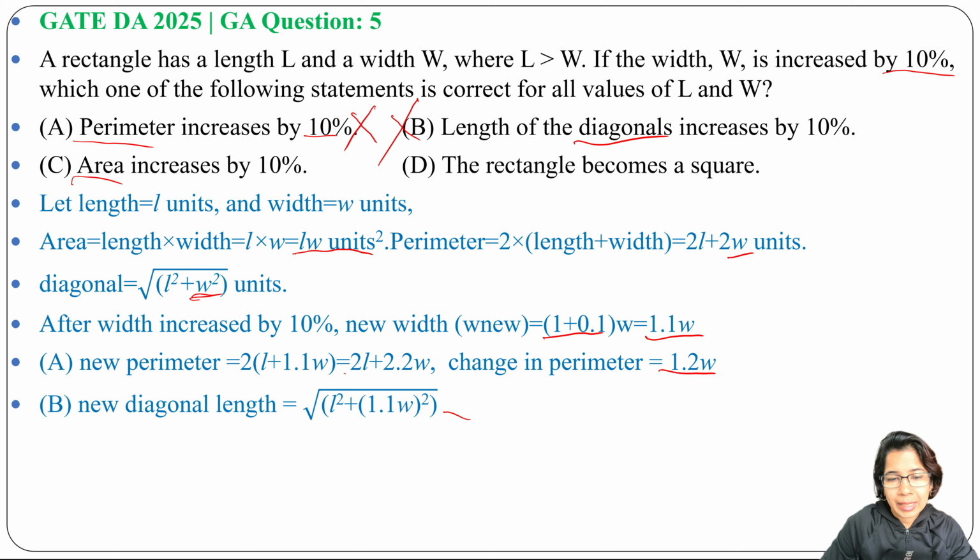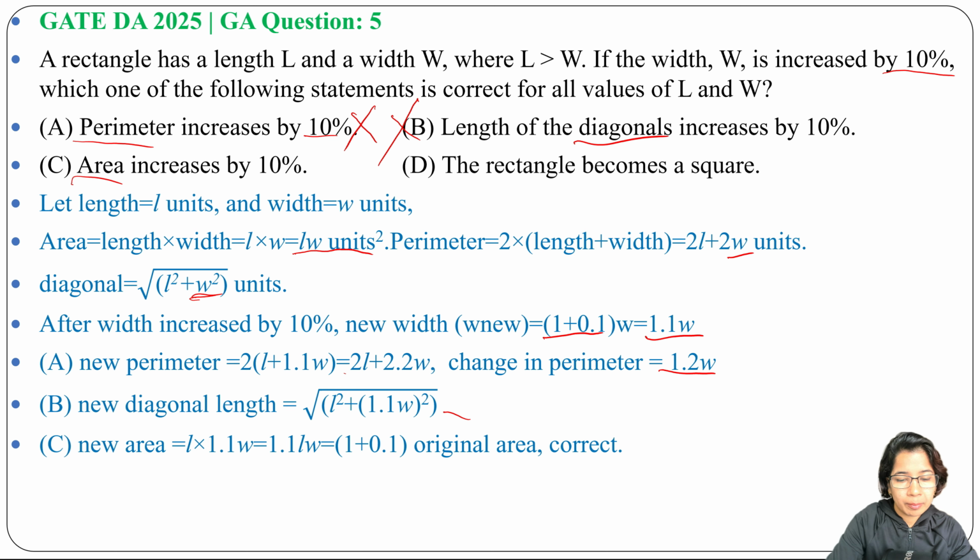Next option C, area increased by 10%. So L, W, in place of W, we will write 1.1 W. So 1.1 LW, that is 1 plus 0.1 of the original area. So before, area was LW unit square, now it is 1.1 LW. So that is exactly increased by 10%. That's why the answer is option C.